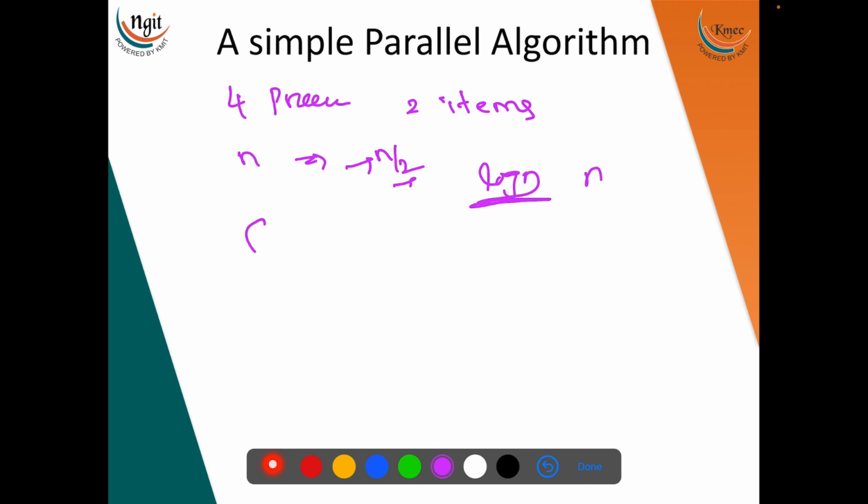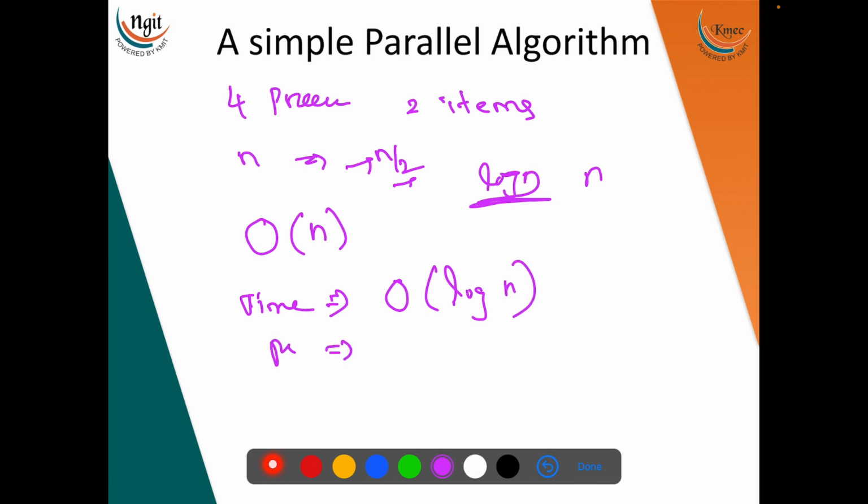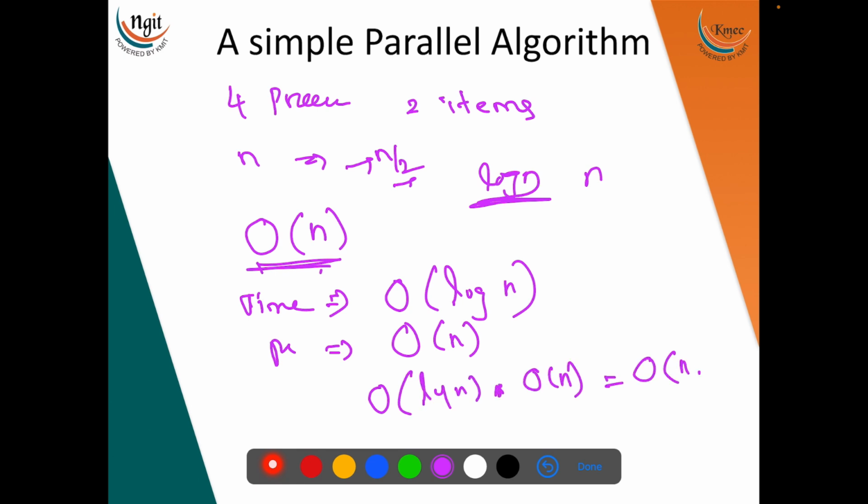The processor requirement is what? Order of n. Now, the time complexity is order of log n. Processor complexity is order of n. And work complexity is what? Time complexity times the number of processors used. Time complexity is log n times big O of n. So the total complexity is what? n log n. So this is the complexity which can be calculated for the simple parallel algorithm we took in the previous slide.